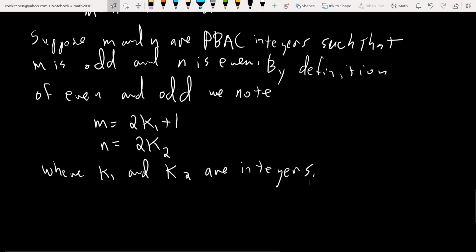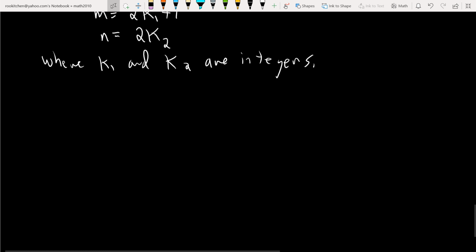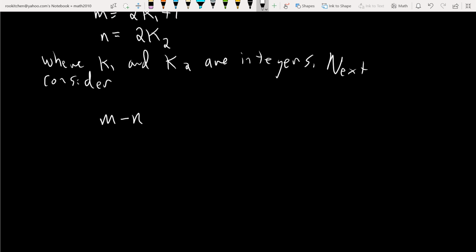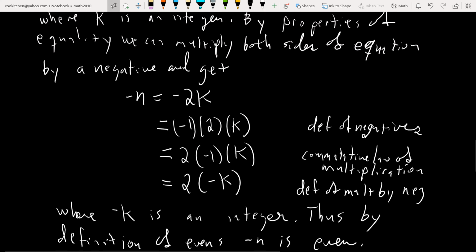Okay, now we're going to consider that difference. So we're trying to show that the difference is odd. Okay, so first we'll do a substitution. So m is 2k1 plus 1, and then n is 2k2. And we should be putting these in parentheses. That may be a little bit better. I don't think I used parentheses here because I was already using parentheses over here. Okay.